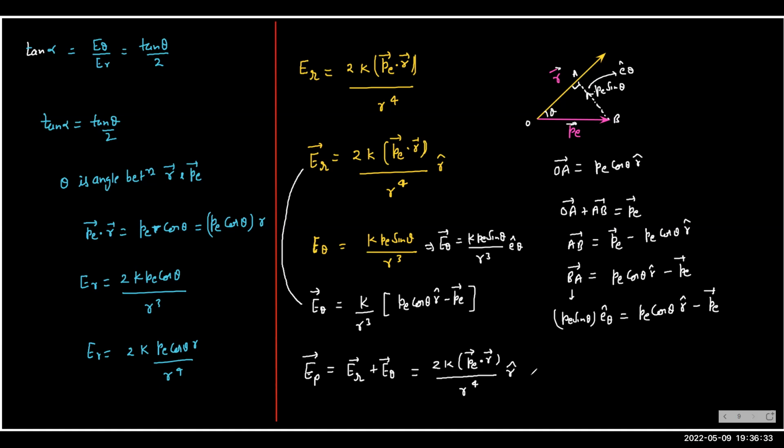So we can write k upon r cube, and p cos theta we can write as p dot r upon r into r cap minus p. That's it. So we can add these two, right? The first two terms, these two terms. Let me just multiply this first. Next page. It's a big calculation.